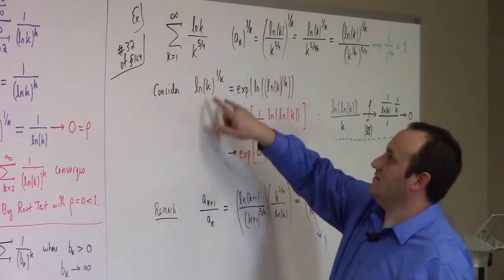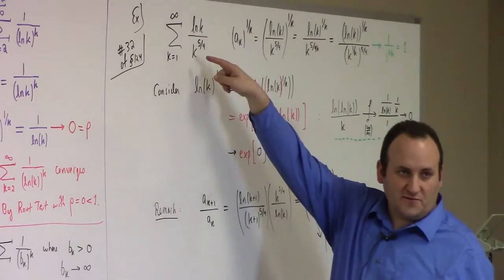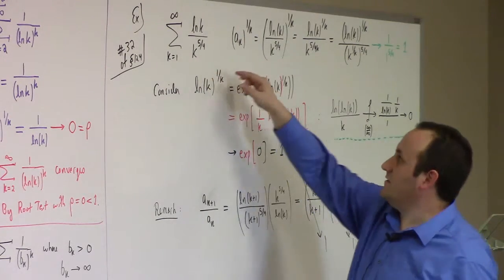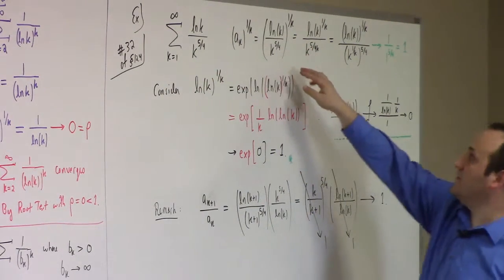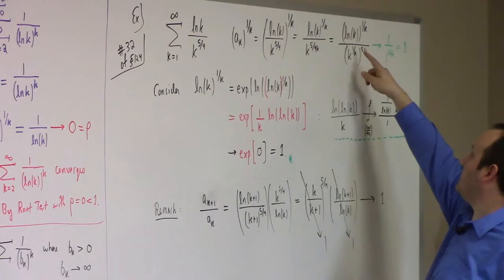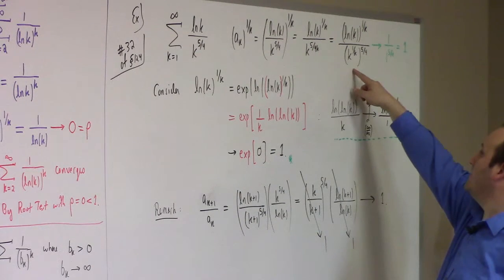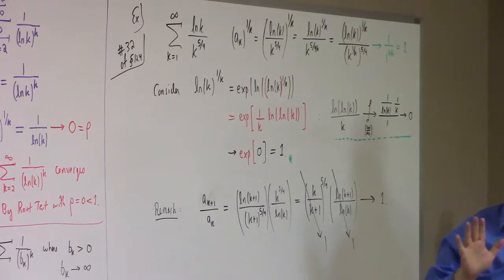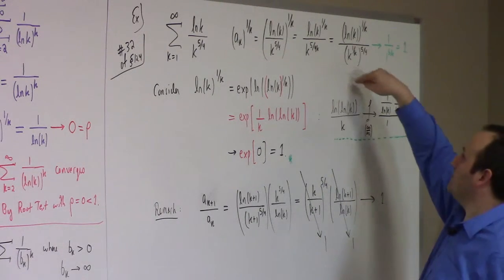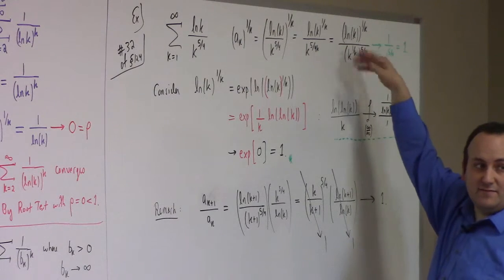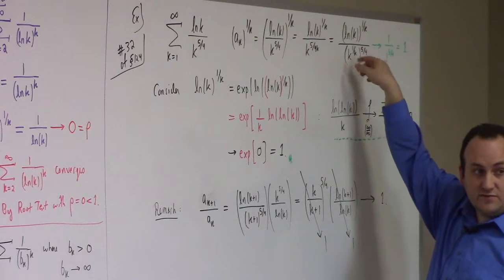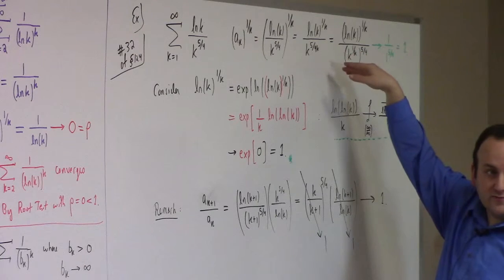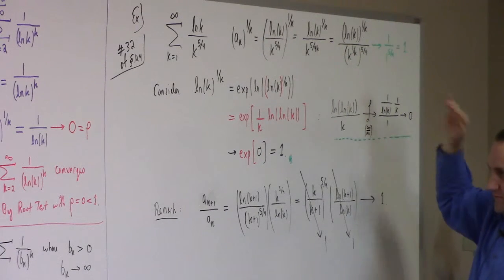So a sub k is natural log of k over k to the 5/4. Calculate the kth root of this thing. That gives me natural log of k to the 1 over k power, divided by k to the 1 over k to the 5/4 power. The denominator clearly goes to 1, by that result that k to the 1 over k goes to 1 as k goes to infinity, which we know from section 11.4.